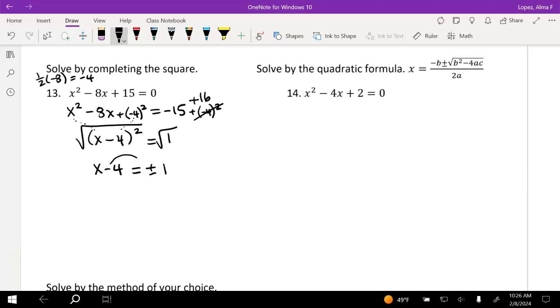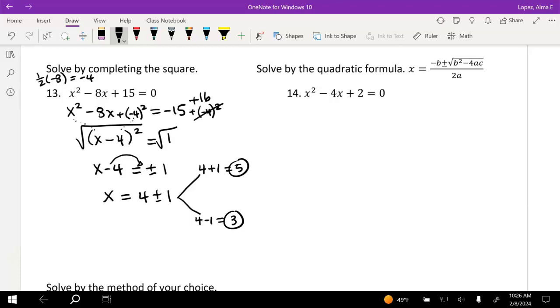Solve for x. I'm going to move the negative 4 over to the other side in front of the plus or minus. So now we have x equals 4 plus or minus 1. Because they are the same type of number, we have to keep cleaning up. We'll do the plus version first. 4 plus 1 would be 5. Then we'll do the minus version. 4 minus 1 is 3.